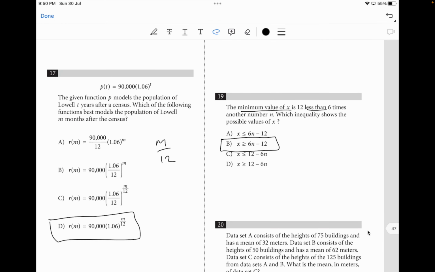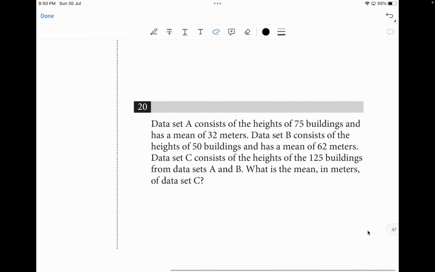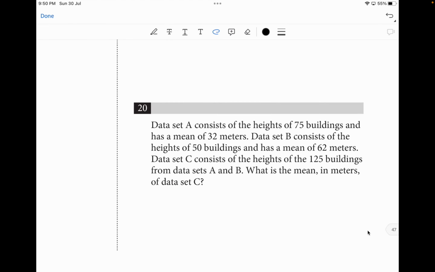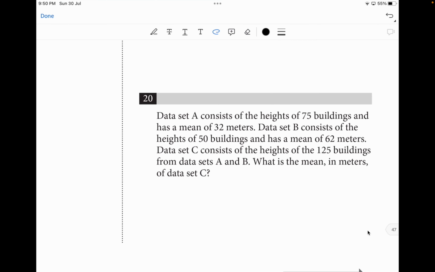Okay, let's move on to the next question. Next question is question number 20. Is there a graph? Okay, there's no graph here. Data set A consists of the heights of 75 buildings and has a mean of 32 meters. Data set B consists of the heights of 50 buildings and has a mean of 62 meters. Data set C consists of the heights of 125 buildings from data sets A and B. What is the mean in meters of data set C?